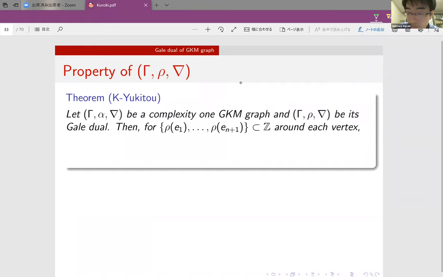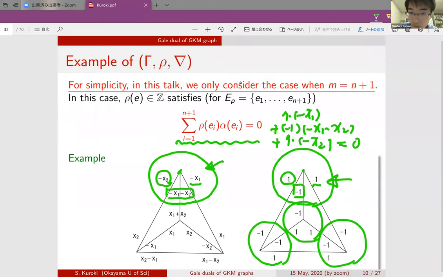I'm sorry. May I ask a question, please? Okay, let me go back to the previous slide. I'm looking at the equation in red there. Formally it looks like something very familiar in the case when m equals n plus 1. In this case, the toric orbifolds are weighted projective spaces, and that equation looks like the necessary and sufficient condition for a set to be the fan of a weighted projective space, where the rho's are the weights.